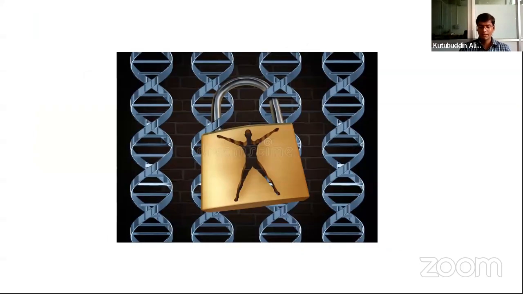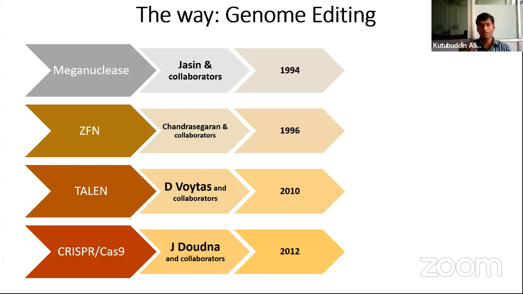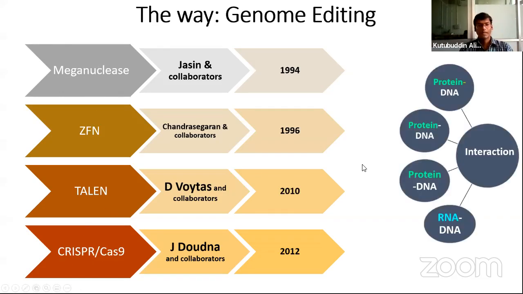So can we do that? The answer is yes. We can do that by genome editing. There are four different well-known genome editing techniques: meganuclease, ZFN, TALEN, and CRISPR-Cas9. I'm not going into details of the earlier three, but I will be talking about CRISPR-Cas9 today. These meganuclease, ZFN, and TALEN techniques depend on protein-DNA interaction. If you want to modify a DNA, if you want to modify a gene, then you have to go for protein-DNA interaction, which means you have to design a new protein for changing a new DNA in each case.